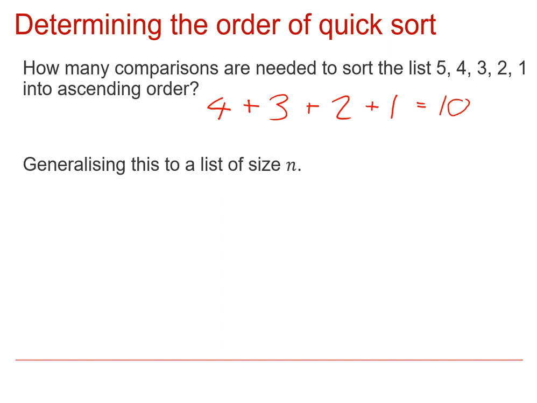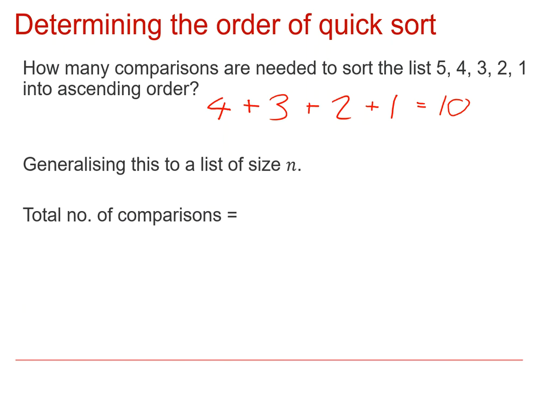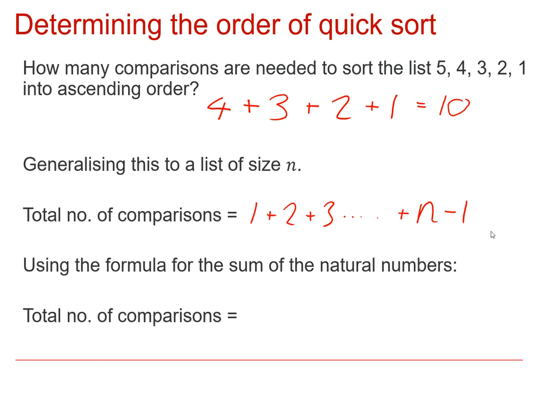Now if we try to generalize this, so rather than the size of 5 we have a size of n, then the total number of comparisons is going to be, well, if we reverse this sum, we've got 1 plus 2 plus 3 and so on. With the size of 5 we got up to 4, so that means we're going up to 1 less than n. So the final number in that sum is going to be n minus 1.